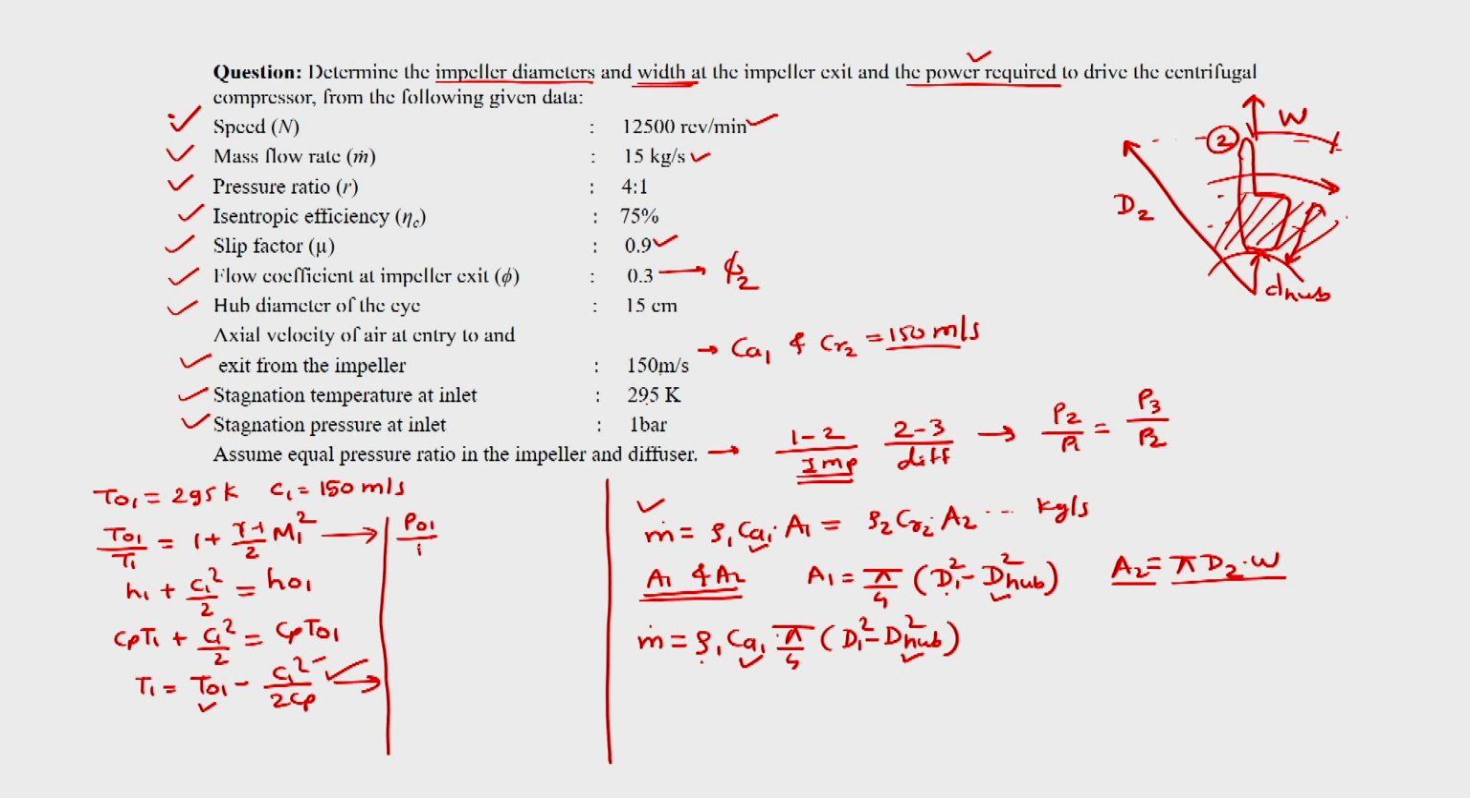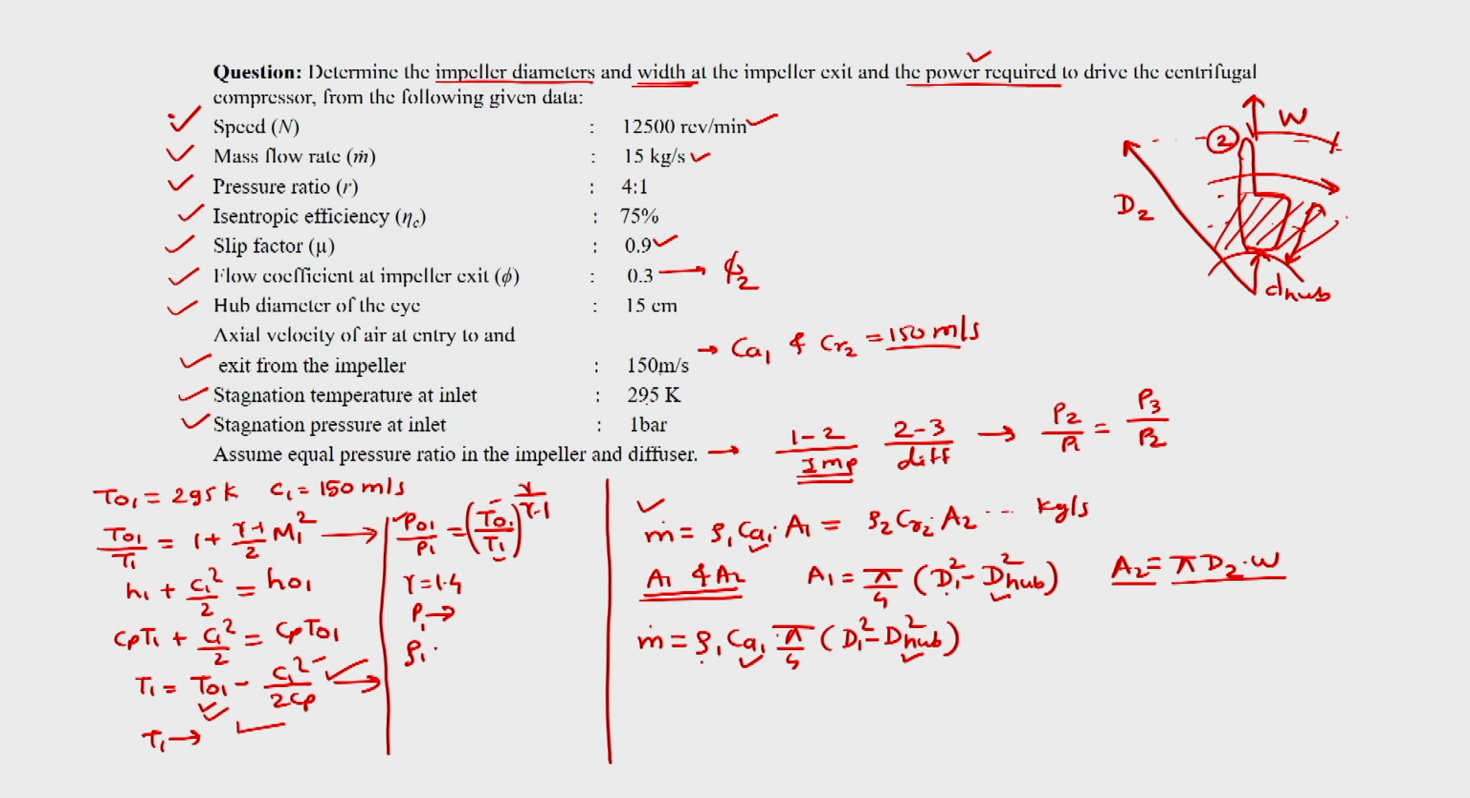So P01 upon P1 is equal to (T01 upon T1) raised to gamma upon gamma minus 1. Gamma for air is 1.4. T01 is known, 295 Kelvin. T1 is found from here. So T1 is known, T01 is known, gamma is known, and P01 is known, which is 1 bar. So we can get P1 from here. From here we got T1, so we got P1 and we got T1.